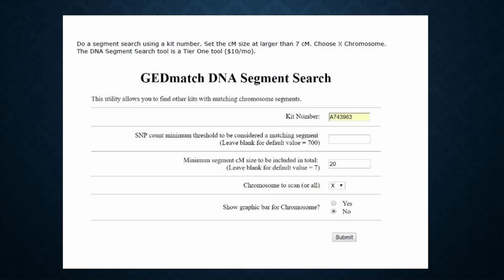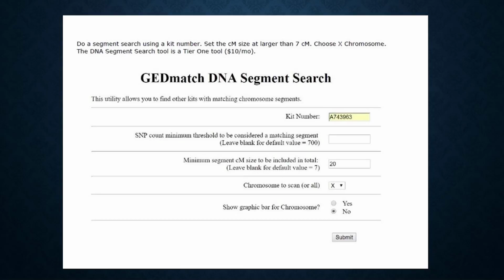Okay, so what I did first, and I've written instructions so that you can repeat this at home, is I did a segment search, and this is again on the pay side, on the $10 a month side. And you can sign up on GEDmatch for $10 a month, just for 1 month if you want. You don't have to have any sort of subscription. It doesn't automatically renew. It just tells you how long your month is, and then you can re-up it if you want. But this is on the pay side.